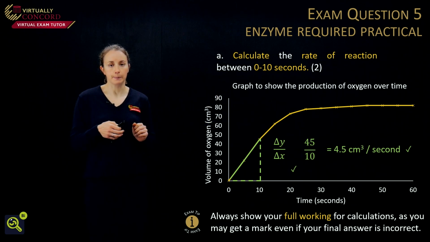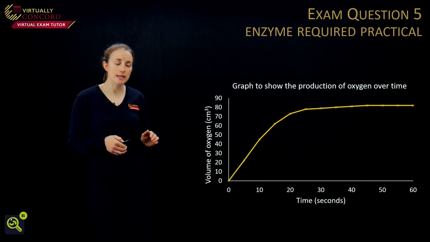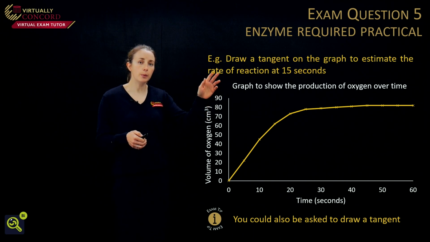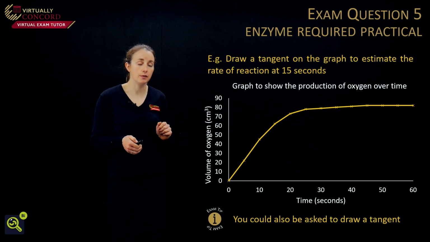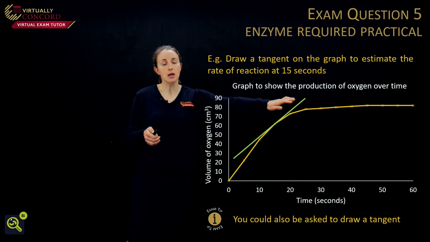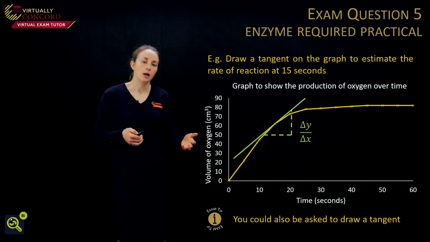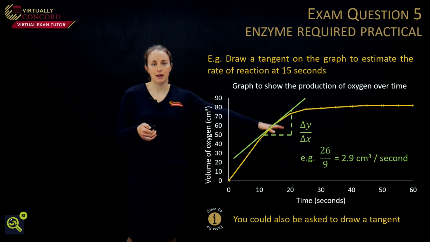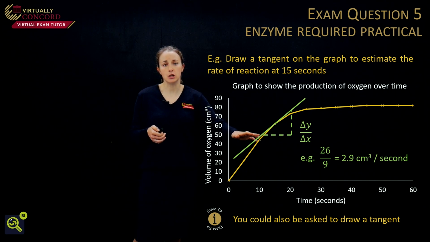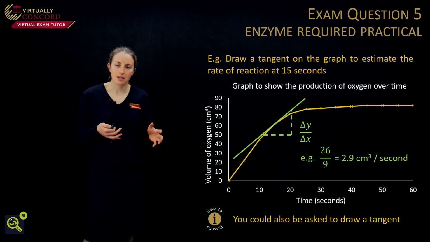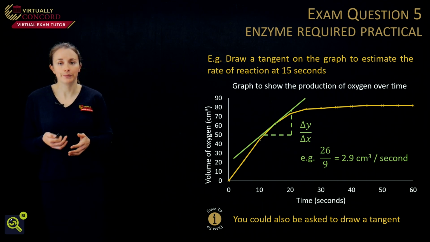And I also just wanted to point out that you could be asked in an exam to draw a tangent on your graph. For example, you could be asked to estimate the rate of reaction at 15 seconds. And if you were asked to do that, you would draw your tangent to estimate the rate of reaction at that point. And then you would go for the same equation, doing change in volume of oxygen over change in time. I've done it here, roughly 2.9 centimetres cubed per second for 15 seconds. And just to be aware, that's another skill that they could ask you to do in an exam.